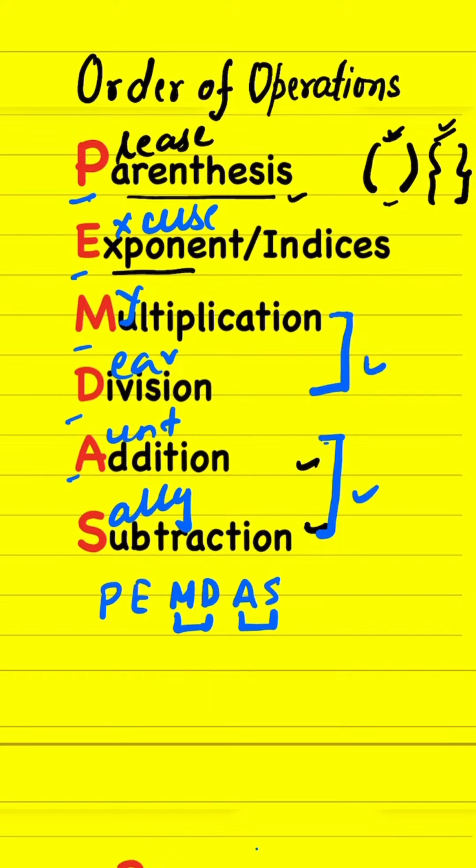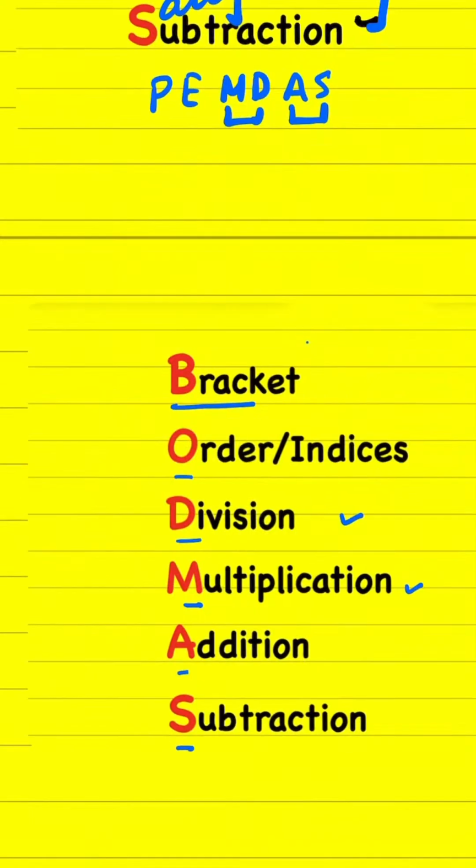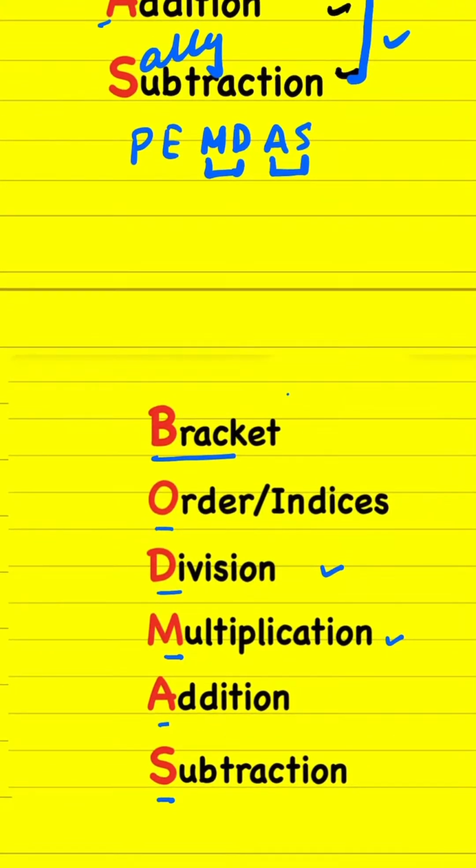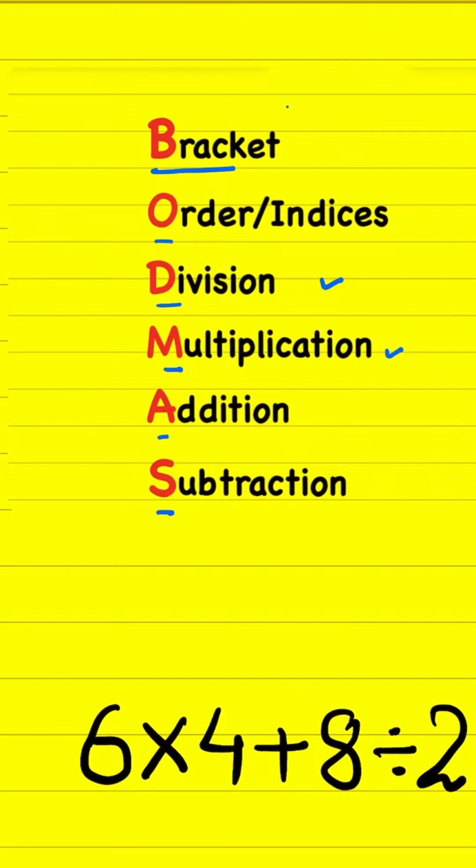We follow the rule of left to right, so whichever comes first, multiplication or division, addition or subtraction. That is why even if you follow BODMAS or PEMDAS or BIDMAS, you will get the same result if you follow the rule of left to right.